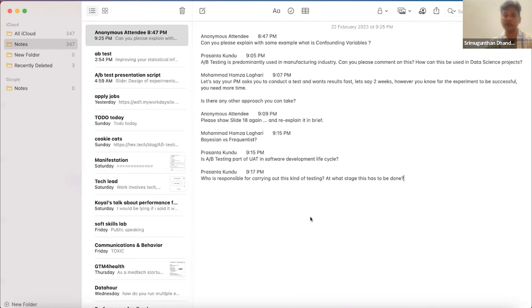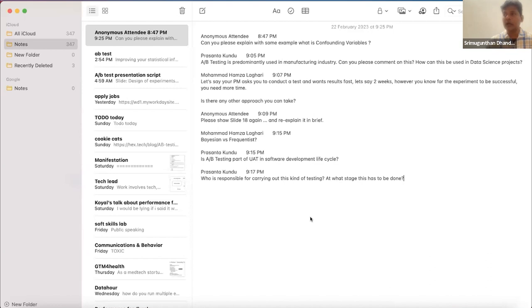Whichever industry problem there is, you can think these things through. Okay, next: let's say the PM asks you to conduct a test and wants results fast, say 2 weeks. However, for the experiment to be successful, you need more time. Is there any approach you can take? Yeah, there are specific techniques that people use to get around these problems. There are a lot of problems that come with A-B testing, like heterogeneous treatment effect and needing a large sample size. For each of them there are other techniques, like one technique called CUPED.